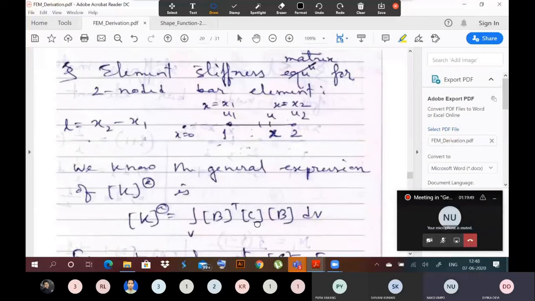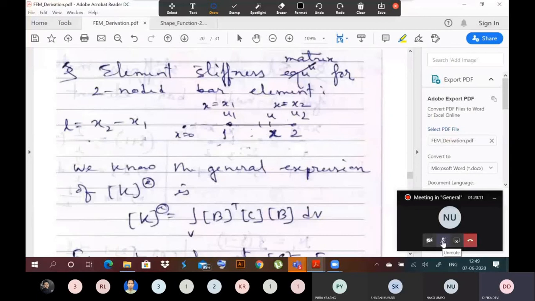So we have derived the general expression for the global stiffness equation. Also we have derived the element stiffness matrix. The general expression for the element stiffness matrix is given like this: K is equal to integration over volume of B transpose C B dV, that we have derived. Now we'll derive this expression for a two-noded bar element. This is my two-noded bar element.